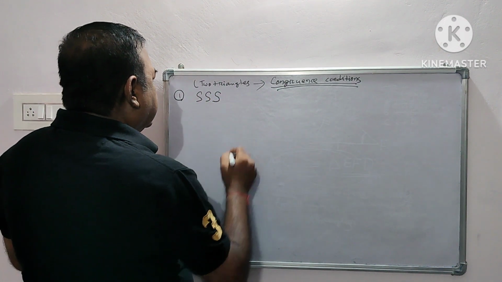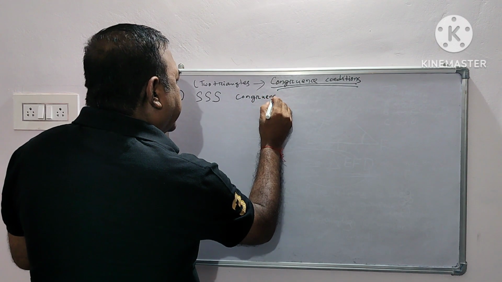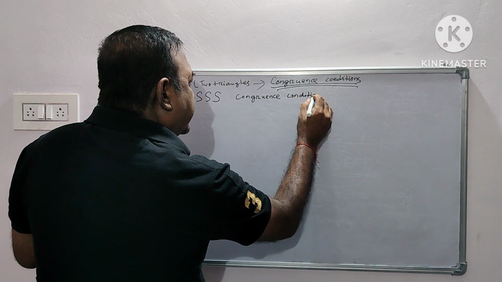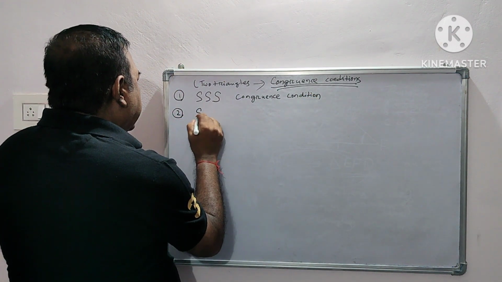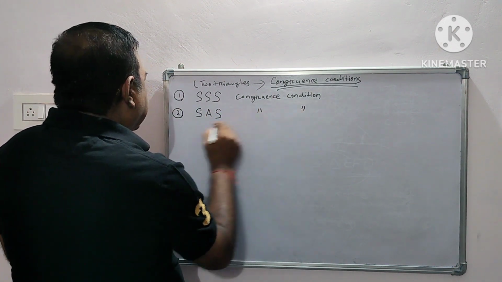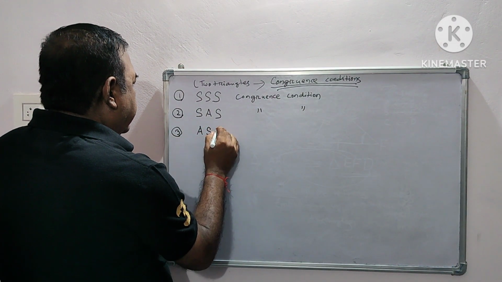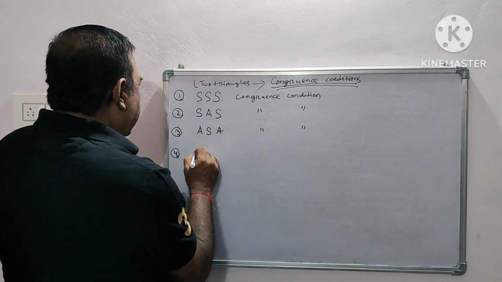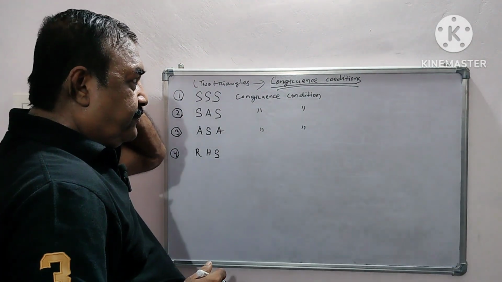S congruence condition or congruence property. What will I write? Number 2, SAS congruence condition. Number 3, ASA congruence condition. Number 4, RHS.